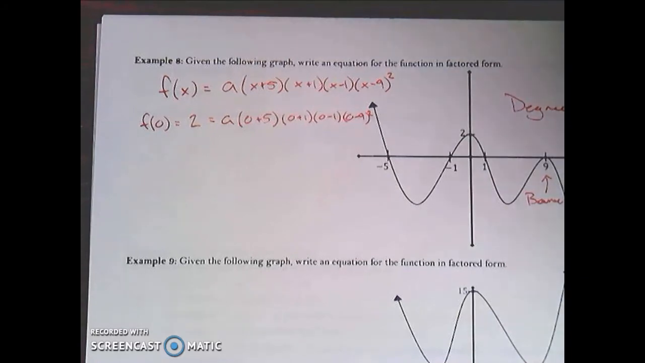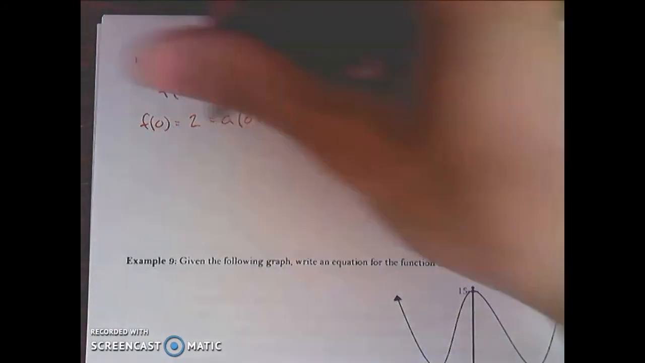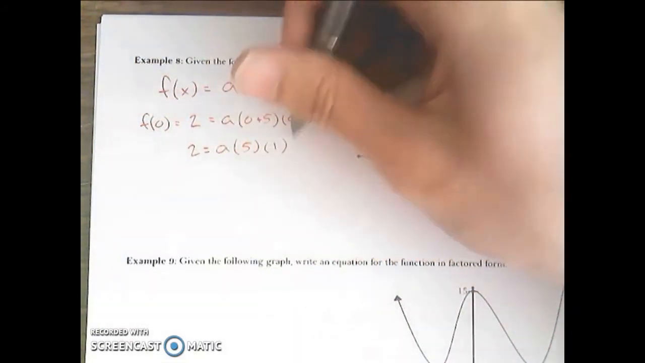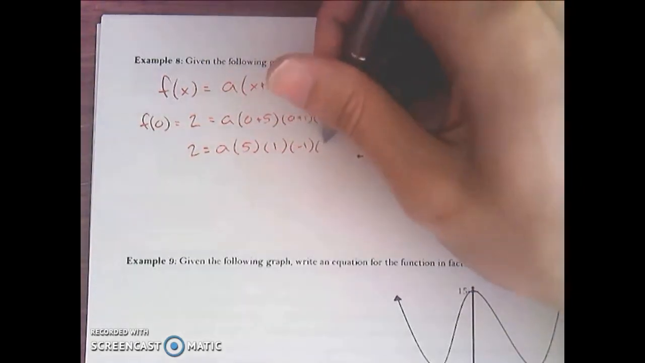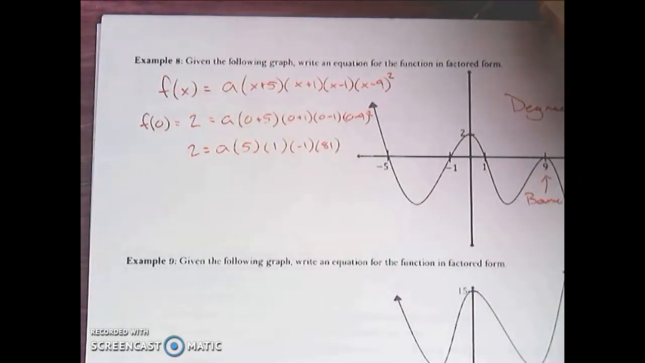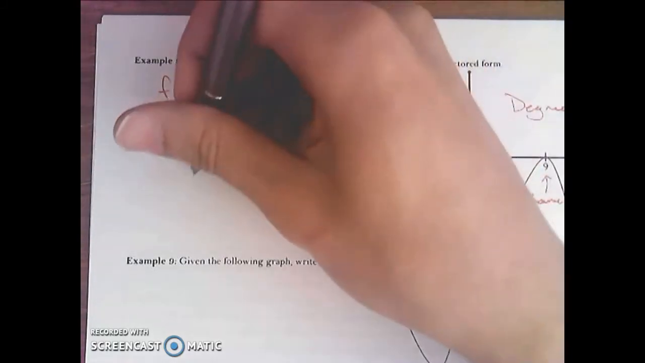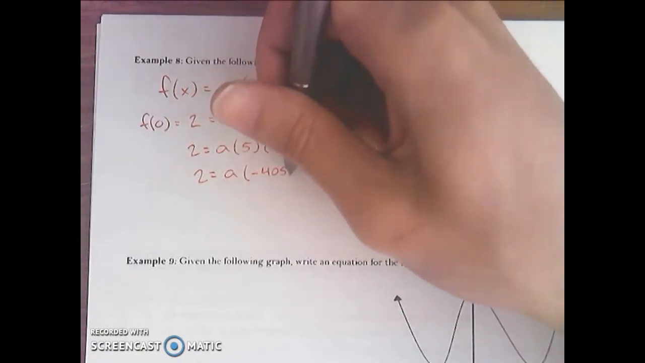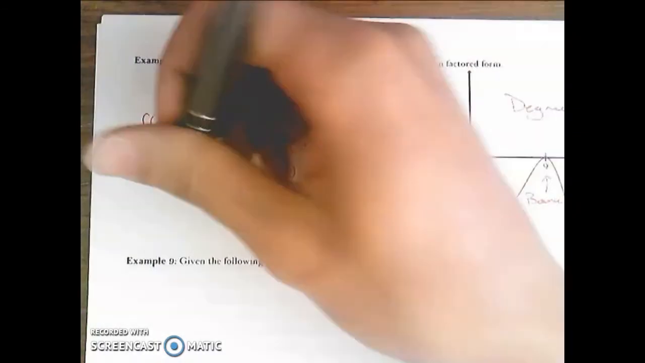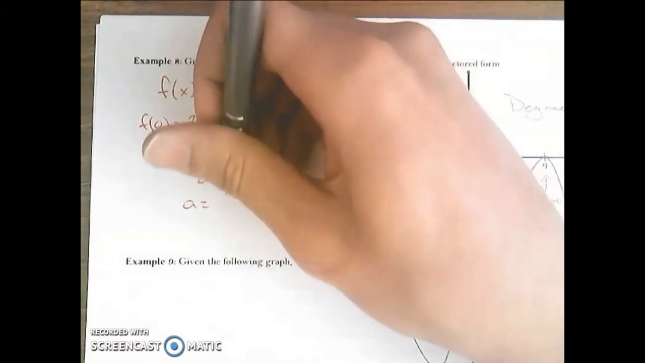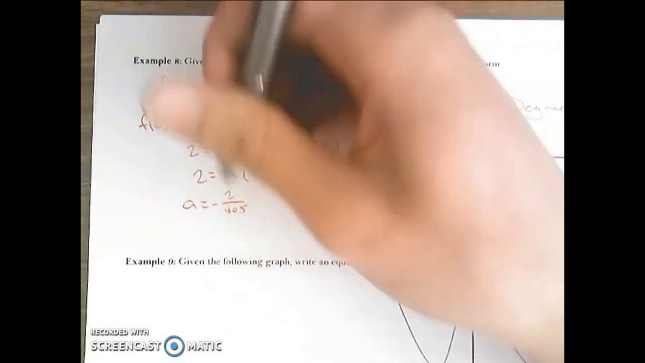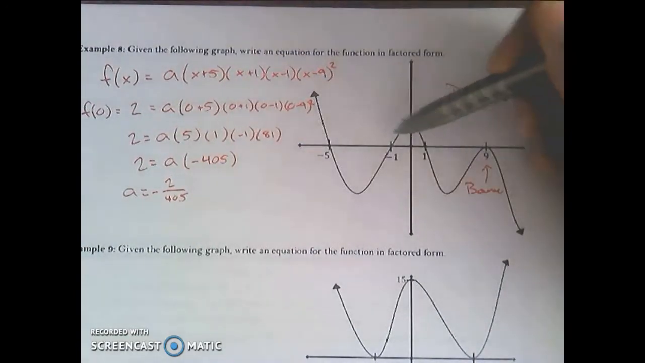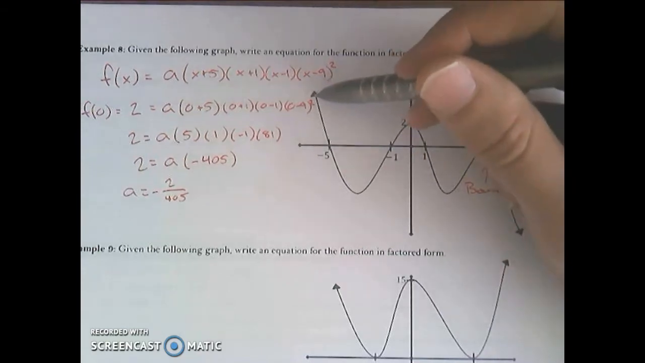And here we've got an equation with one variable we can solve for a. So we have 2 equals a times 5 times 1 times -1 times 81. So multiplying that out, we have 2 equals a times, this would be -405. So then our leading coefficient must be -2/405. And that should make sense because we've got a degree 5 polynomial where as x approaches -infinity, our function approaches +infinity, and vice versa.